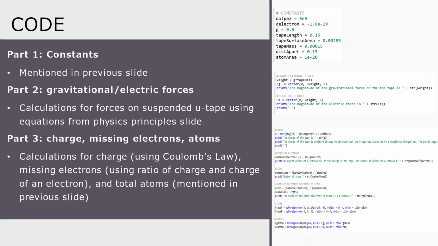Part 1 is the constants in that top picture, which were all mentioned on the previous slide, plus the K value for Coulomb's law and the charge of an electron. Part 2, the second picture, is the gravitational and electric force calculations for the suspended U-tape using the equations from the physics principles slide. Part 3 was solving for the charge, missing electrons, and number of atoms, and also setting up the pictures for the model. We use Coulomb's law for that, also the ratio of the charge to the charge of an electron to find the missing electrons, and then the total atoms, which was mentioned in the previous slide.